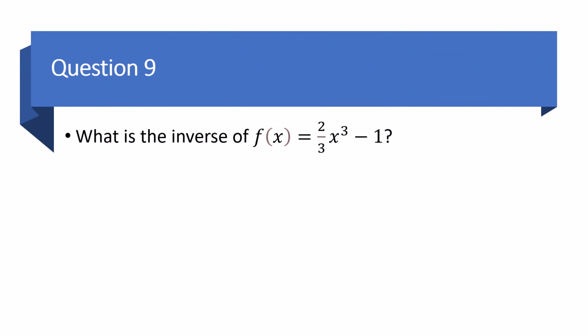All right, we want the inverse of f of x equals this equation right here, 2/3 x to the 3rd minus 1. So we have 3 steps. We're going to write f of x as y, and we're going to swap the x's and the y's. Let me go ahead and do that here to save space. We'll go ahead and write that as an x, and we'll write the x as a y.